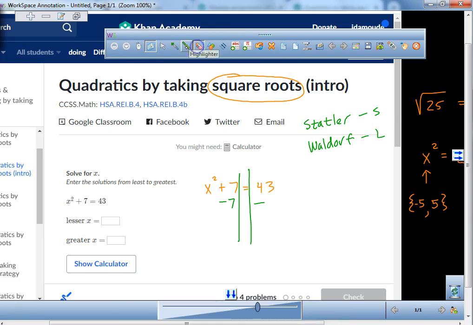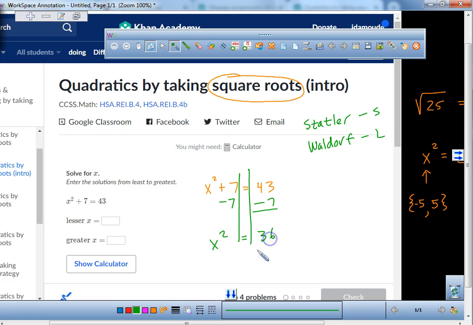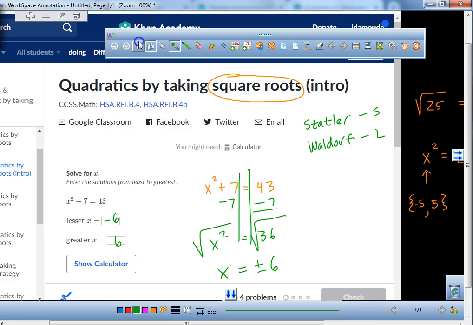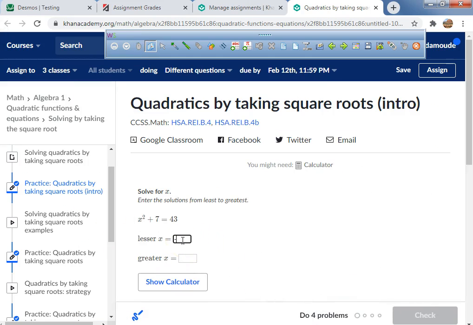So here we go. Now, we're going to subtract 7 from both sides. When we subtract 7 from both sides, we get x squared equals 36. I know the answer. Close. It's actually plus or minus 6. So what's the lesser? -6. What's the greater? +6. That's what you guys are going to type into the Khan Academy. -6 and +6.